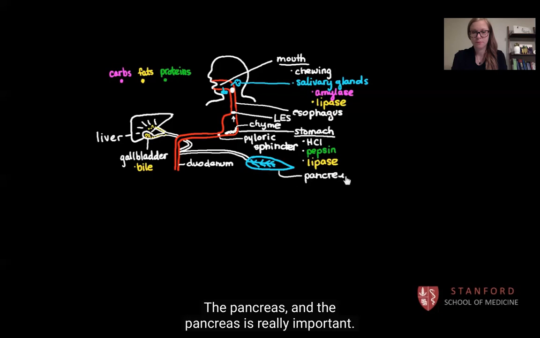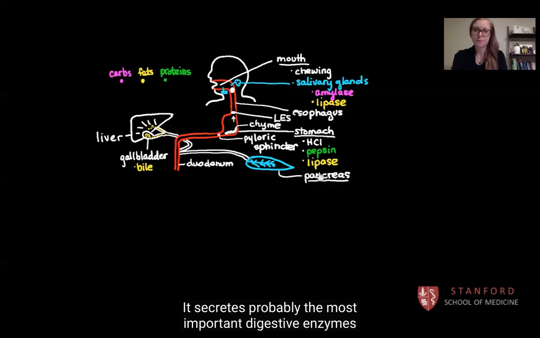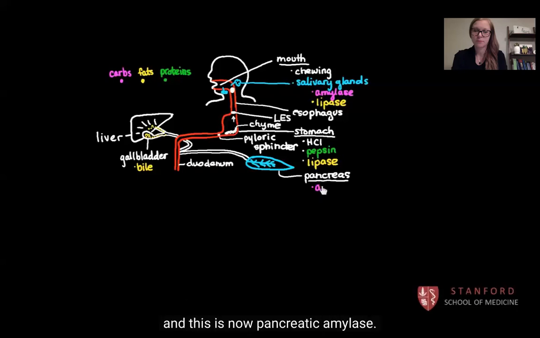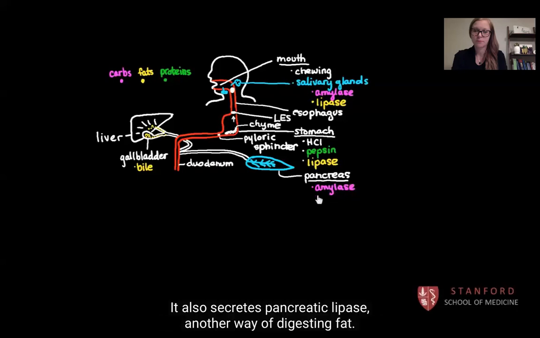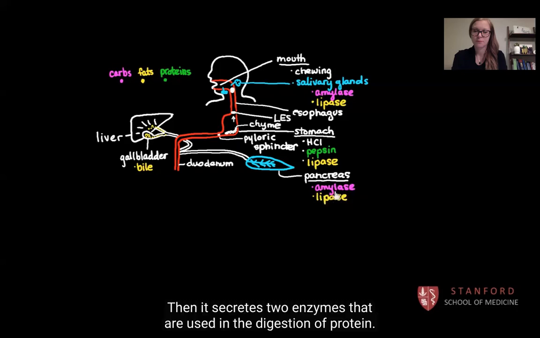And the pancreas is really important. It secretes probably the most important digestive enzymes into the small intestine. And those enzymes are amylase, and this is now pancreatic amylase. It also secretes pancreatic lipase, another way of digesting fat. And then it secretes two enzymes that are used in the digestion of protein.